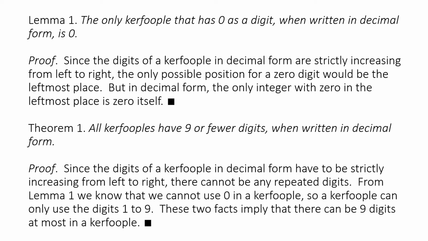So here, that's an example of using a previously proved theorem. So we cannot use 0, so a Curfupal can only use the digits 1 through 9. Well, since we can only use 1 through 9 and we can't repeat them, there must be at most 9 digits in a Curfupal. Hopefully that's pretty straightforward logic there. All right, so now that we know what a lemma and a theorem are, let's keep going.